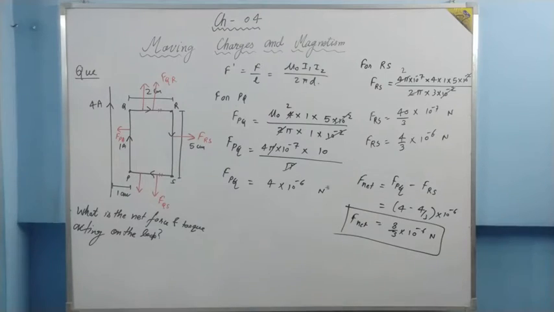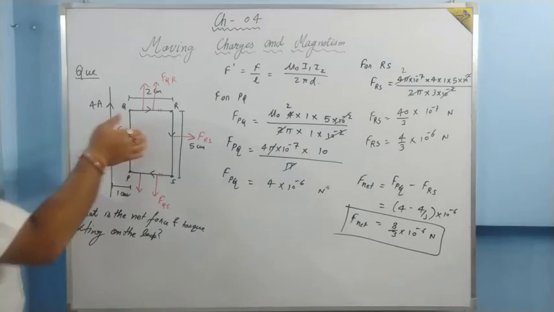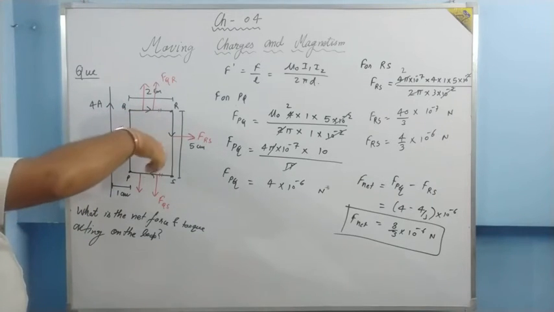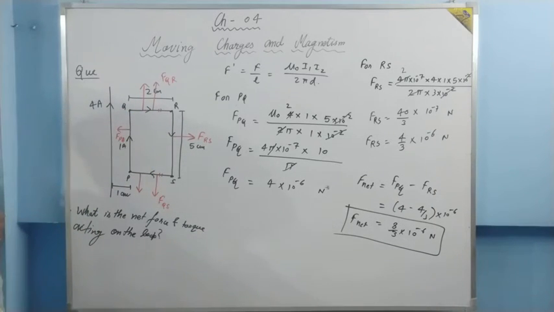Now the question is, what is the torque? What is the torque acting on the wire? The torque will be 0. Why is it so? Because the direction of magnetic field is inward. If you calculate the area, direction of area vector, it is also inward.